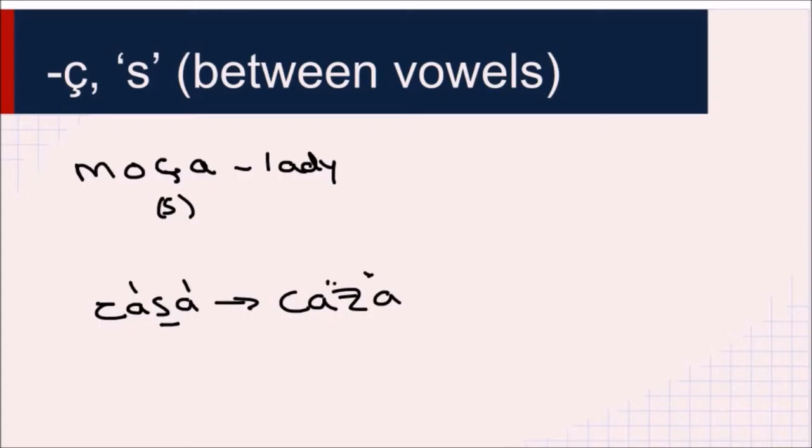Okay. So whenever you see the C, cedilha, with the little squiggly, that is an S sound. Moça, moça. If you see an S in between two vowels like this in house, casa, casa, casa.